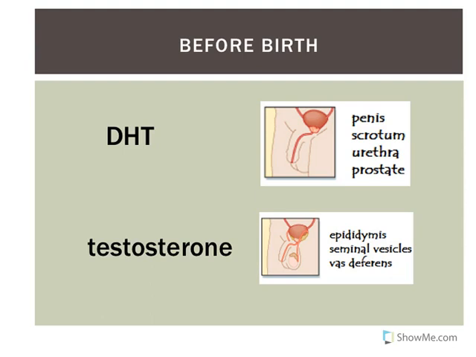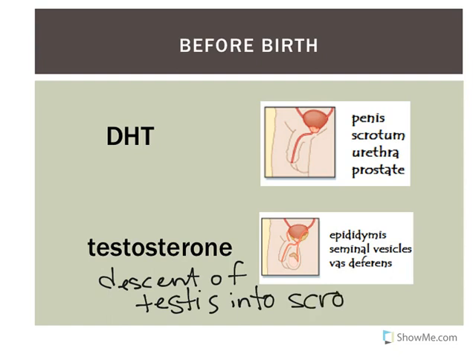Testosterone is also needed for descent of the testis into the scrotum. If that doesn't happen, it results in cryptorchidism, which I've mentioned in a previous recording.